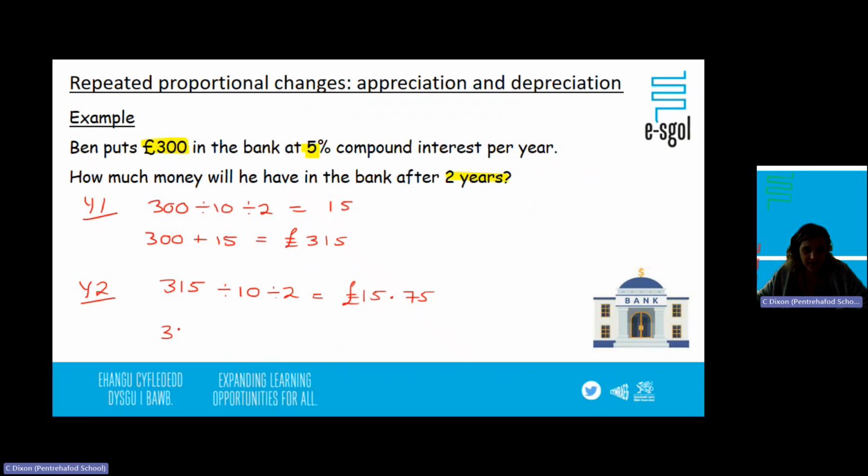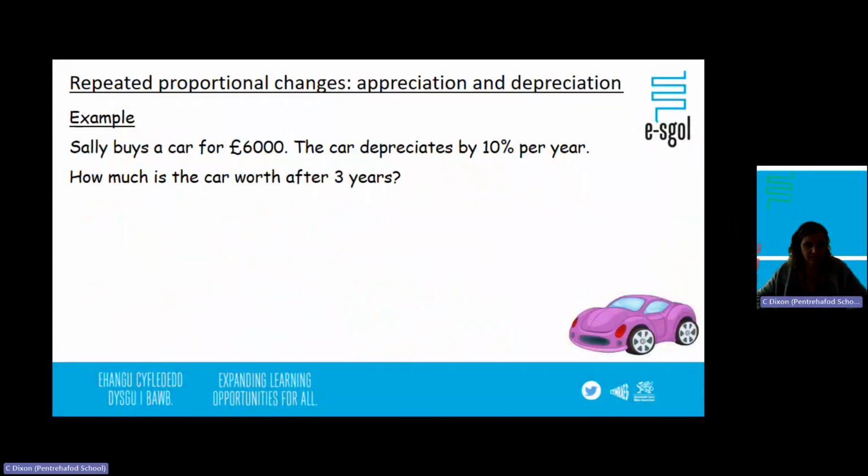So at the end of the second year, you've got the £315 you had at the start of that year and another £15.75. So it's now £330.75 in that account. Okay. So there's going to be one question for you to have a go at, and then we're coming to the end of our time. So we'll just finish off after that.